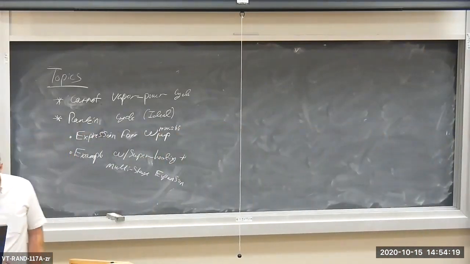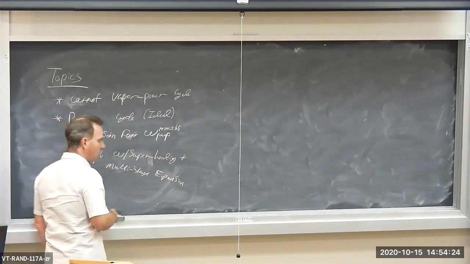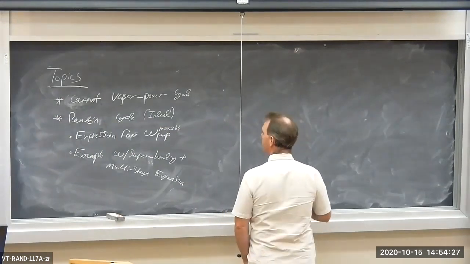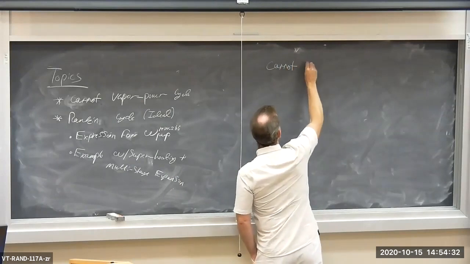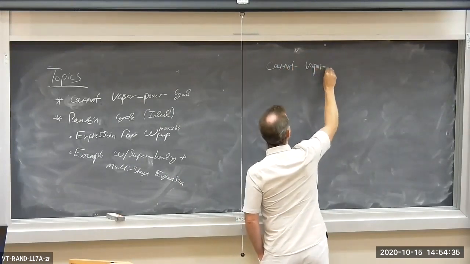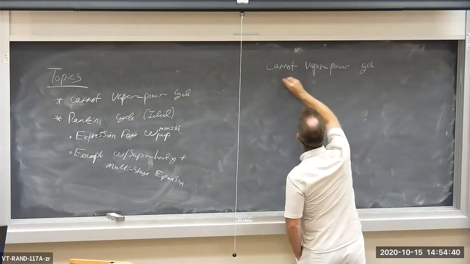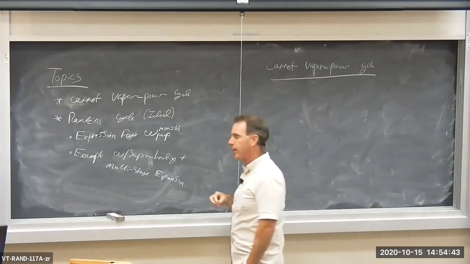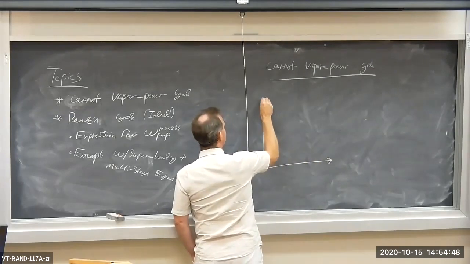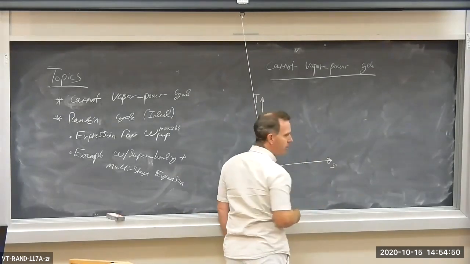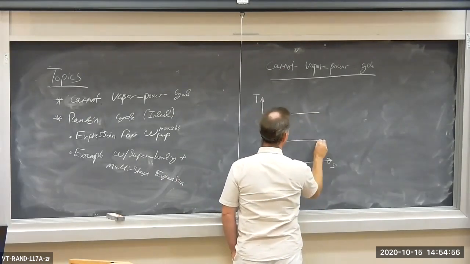Let's talk about the simplest vapor power cycle we can think of, which is the Carnot cycle operating inside the saturation dome. So the Carnot vapor power cycle. You remember the Carnot cycle, you have the TS diagram right here. The Carnot cycle involved two isothermal and two isentropic processes. So it looks just like a box or a rectangle.